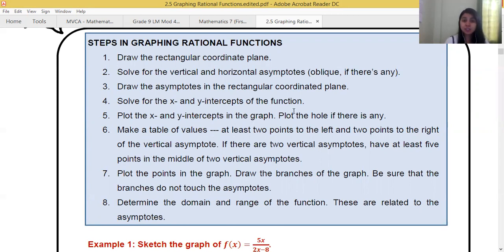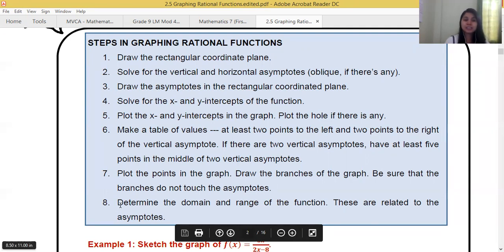We need to have at least 2 points to the left of the vertical asymptote and 2 points to the right of the vertical asymptote. And if there are 2 vertical asymptotes, we need to plot at least 5 points in the middle of the 2 vertical asymptotes. And after making your table of values, you go to number 7. You plot the points in the graph. Then draw the branches of the graph and be sure that the branches do not touch the asymptotes. And the last one, determine the domain and range of the function.